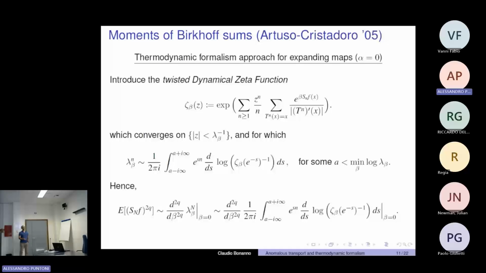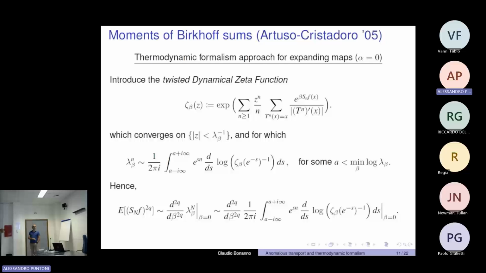And basically, what is true, you need to believe me, for this simple case, is that the eigenvalue of the transfer operator can be written as the inverse Laplace transform of this term, which depends on the zeta function. Everything is very nice because at the end, our moment of order 2q is nothing but the derivative with respect to beta of this term. Now the point is that in the situation in which Artuso and Cristadoro worked, they were able, for these specific models, to explicitly write down this zeta function. So this computation was explicit.